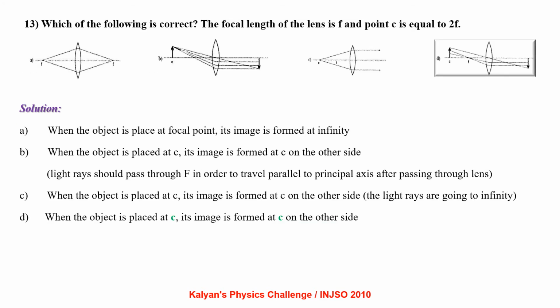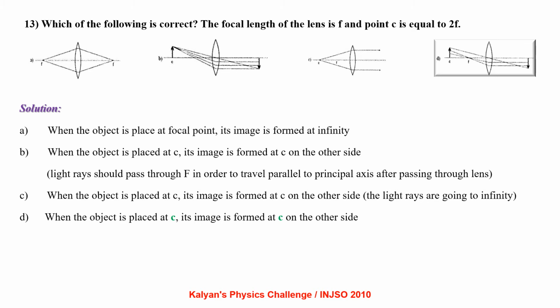Which of the following is correct? The focal length of the lens is f and point C is equal to 2f. Let us see the diagrams one by one. The first one: when the object is placed at the focal point, its image is formed at infinity. When the object is placed at C, its image is formed at C on the other side.